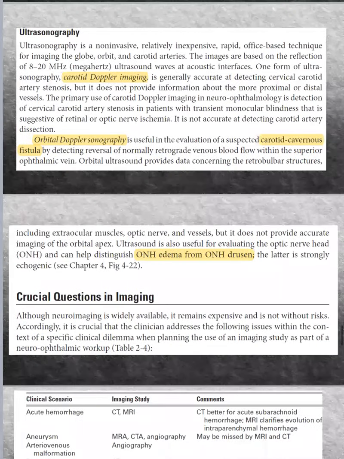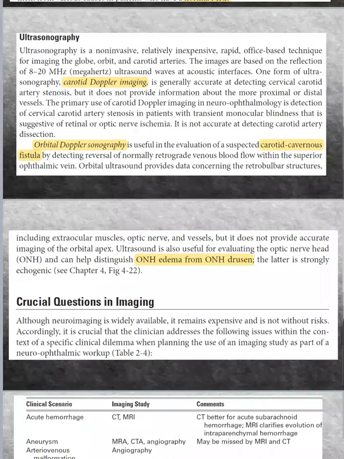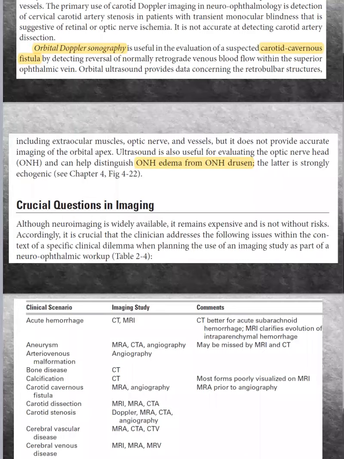So here, let's go to the ultrasonography. We may have ultrasonography on the eye, which is ocular ultrasonography, or Doppler ultrasonography, to detect any abnormality in the blood vessels like carotid cavernous fistula. And here the ocular ultrasonography, or the B-scan ultrasonography, is important in detecting optic nerve head edema and differentiating it from the optic nerve head drusen, which may be calcified or white.